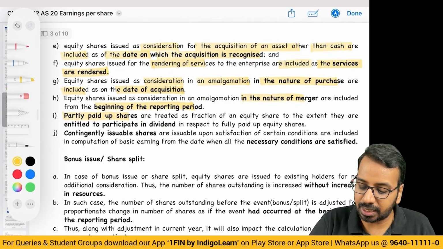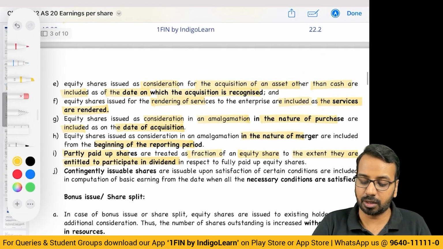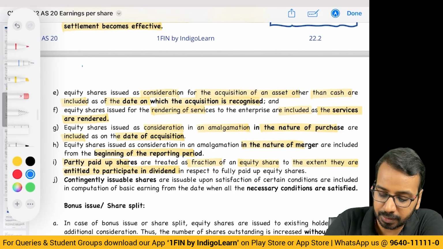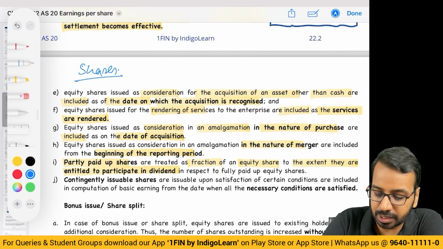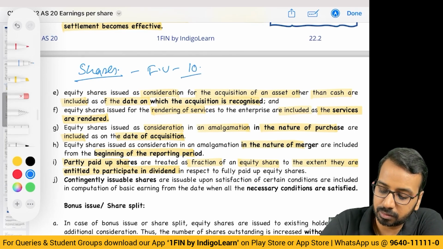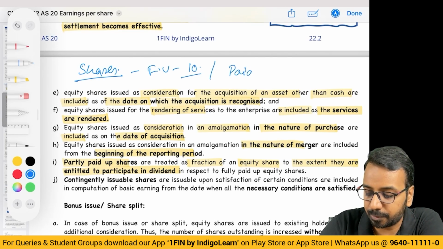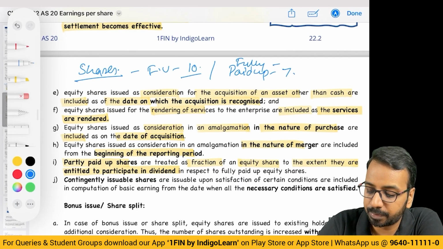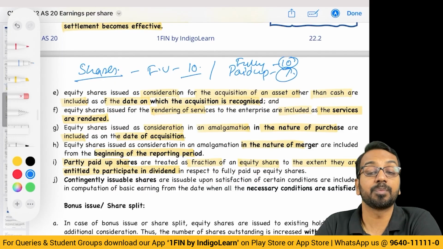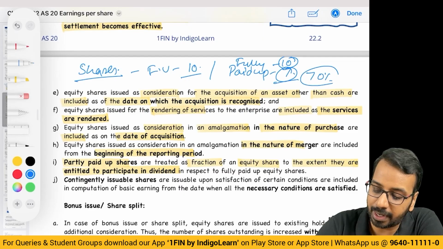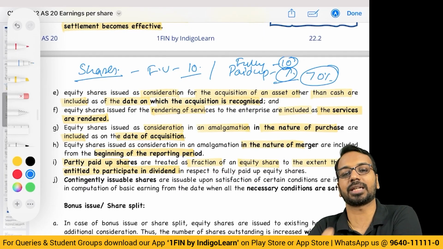Partly paid up shares are treated as fraction of an equity share to the extent they are entitled to participate in dividend. Now what does this mean? Say for example, I have shares with face value 10, and out of these there are some shares which are paid up to the extent of 7 only. Some are fully paid up, some are partly paid up. Whenever there is a partly paid up share, 7 means 70% paid up. So you will consider only 70% for the calculation of weights.